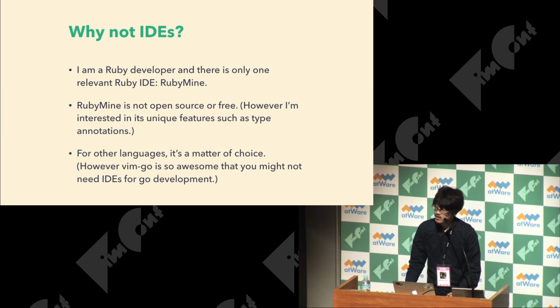Okay, and why not IDEs? Well, this answer is kind of tricky because I'm a Ruby and Rails developer, and in the Ruby world, there's only one relevant IDE, that's RubyMine. Its feature set is fascinating, but I'm sticking to Vim right now, and I hope someday Vim will get the functionality which RubyMine already provides us. And for other languages, I'm not quite sure, but I think it's a matter of choice. But vim-go is so awesome. Like last year's VimConf, the author of vim-go presented here.